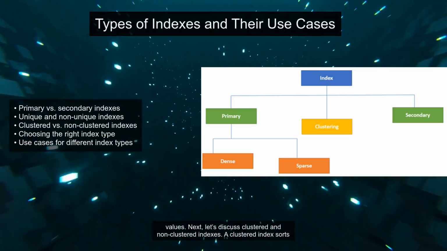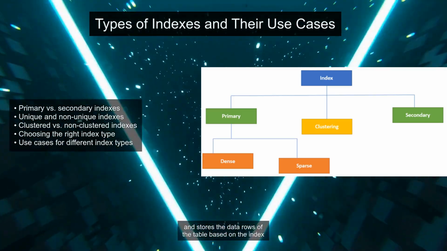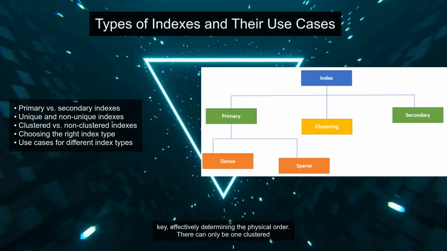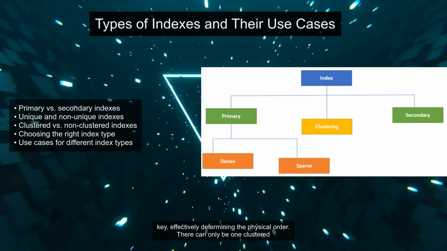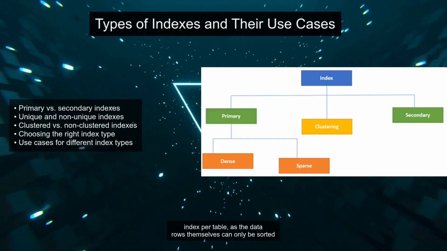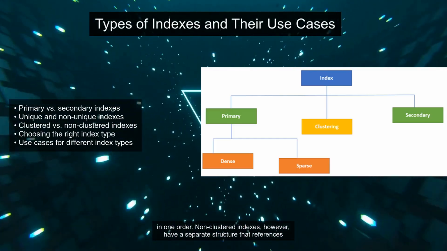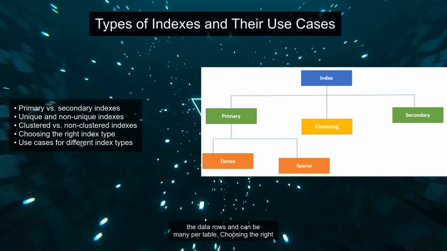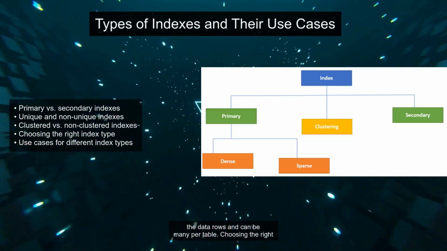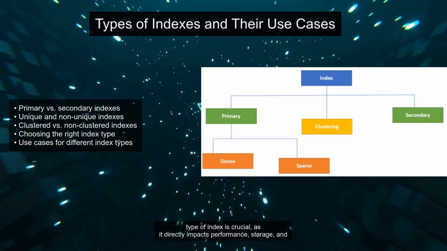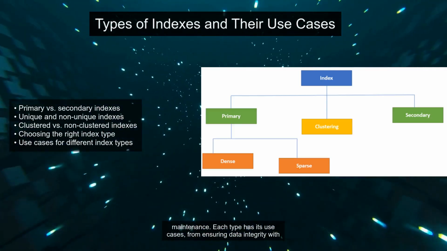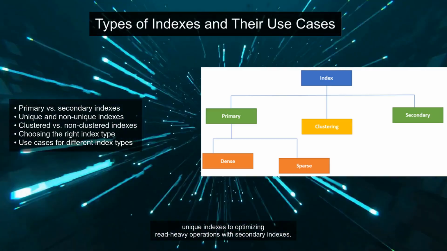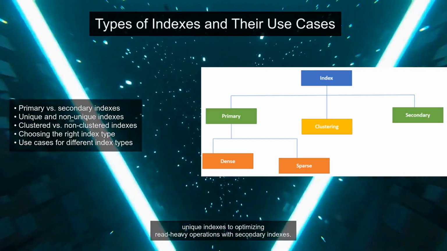Next, let's discuss clustered and non-clustered indexes. A clustered index sorts and stores the data rows of the table based on the index key, effectively determining the physical order. There can only be one clustered index per table, as the data rows themselves can only be sorted in one order. Non-clustered indexes, however, have a separate structure that references the data rows and can be many per table. Choosing the right type of index is crucial, as it directly impacts performance, storage, and maintenance. Each type has its use cases, from ensuring data integrity with unique indexes to optimizing read-heavy operations with secondary indexes.